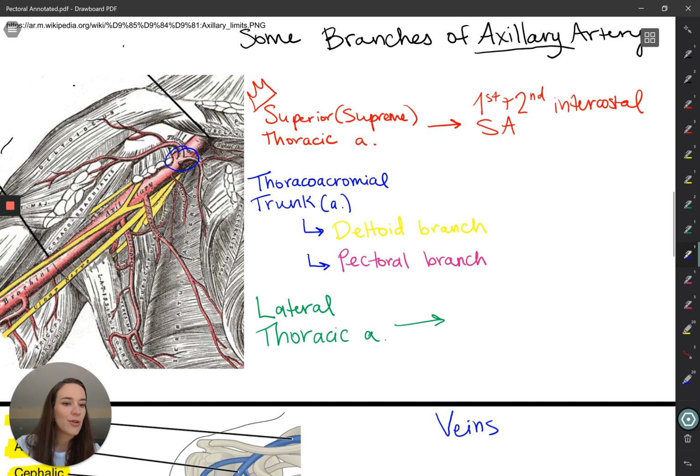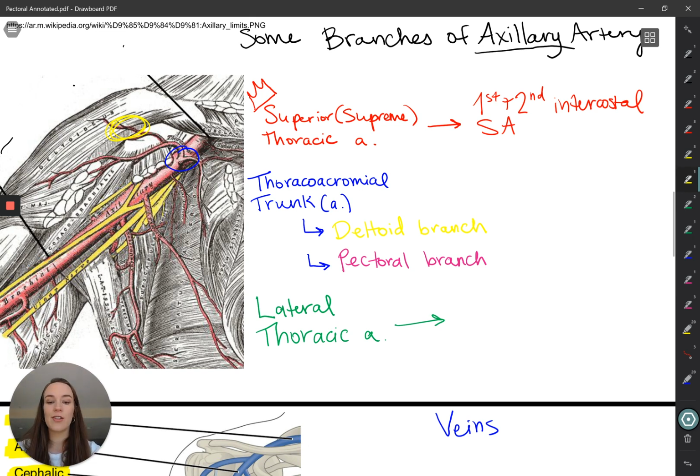So the first one is going to be our deltoid branch, and we'll see that this right here is our deltoid, which means that the artery going there, I'll just circle it right here, is going to be the deltoid branch of the thoracoacromial trunk or artery.